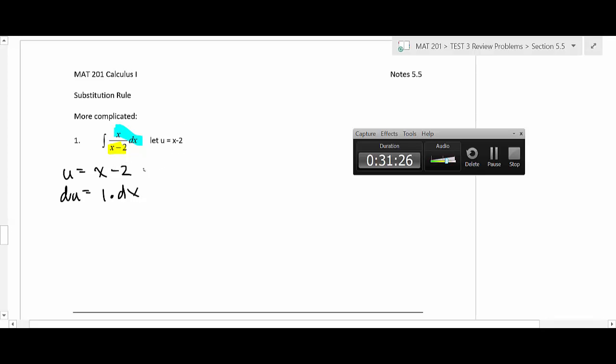This right here is an equation. You could take this equation and solve it for x. What I'm going to do is move that 2 over there to get u plus 2 is equal to x.